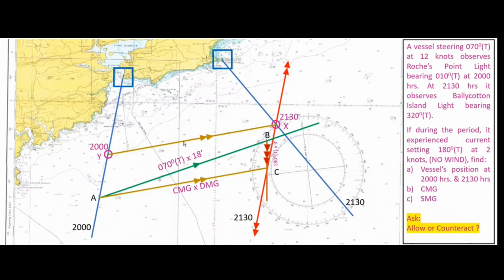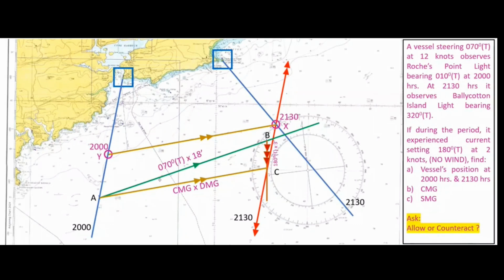We had two position lines. The vessel was steering 070. There was a southerly current. So we applied the current, allowed for the current, transferred the PL, and we got our required items: the fix at 2130, 2000 hours, course made good, speed made good. So this was the last thing we had done.